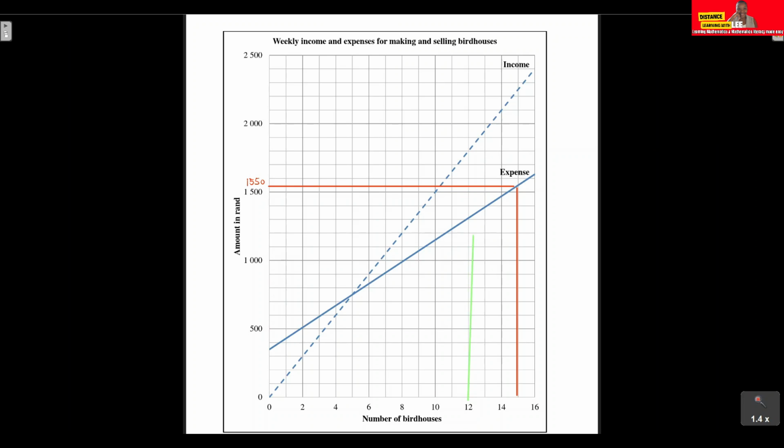We're going to go up to the line that tells us about the income, and then we're going to read that off. From selling 12 bird houses, how much income did he make? It's 1,500, 1,600, 1,700, 1,800. So he made an income of 1,800. We're going to write that down.